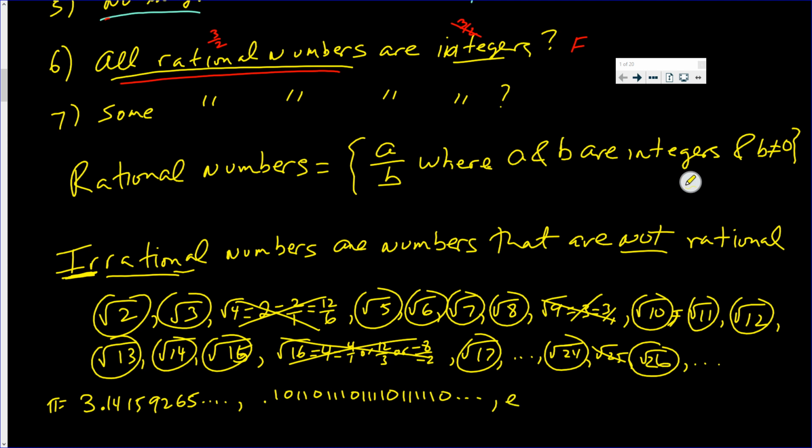Just like pi, there's a number e. It is 2.718, and it goes on forever. And the forever part doesn't repeat.